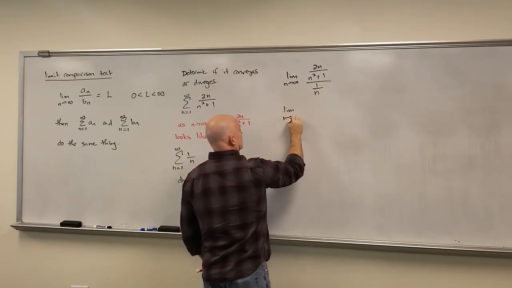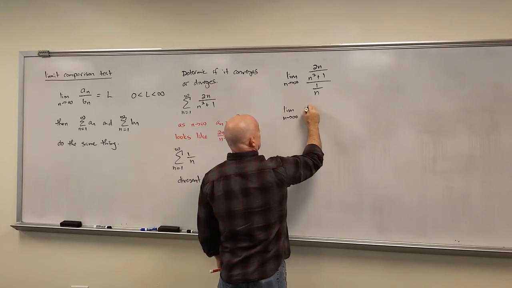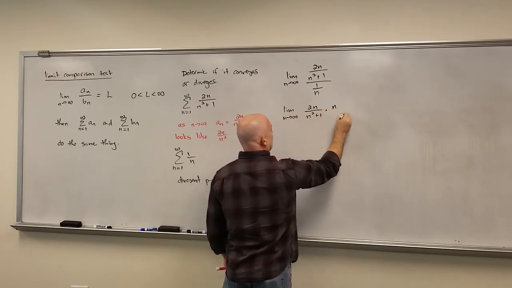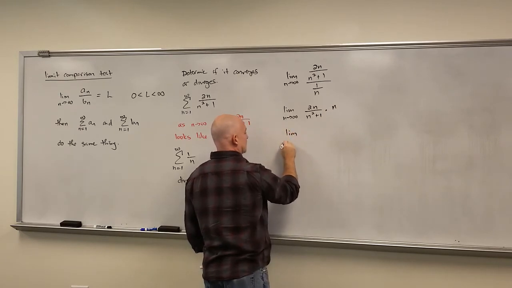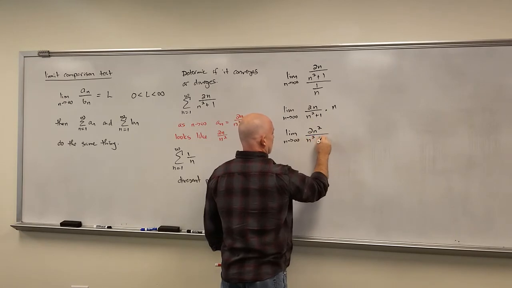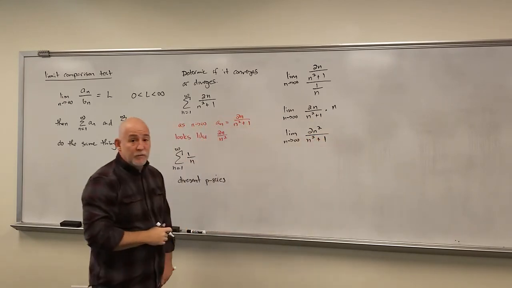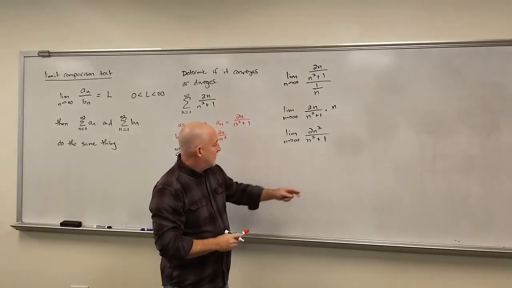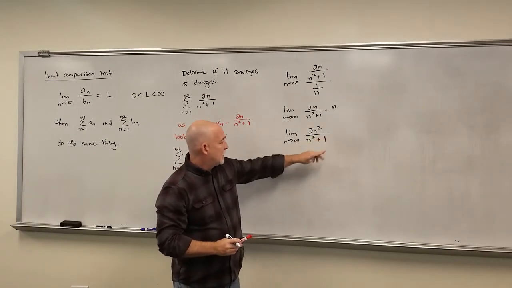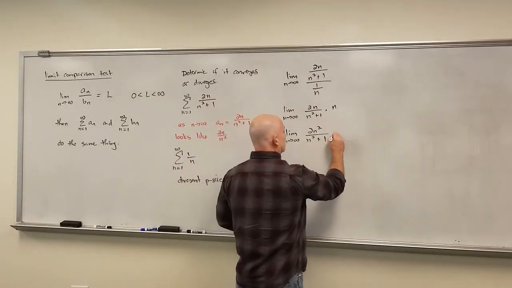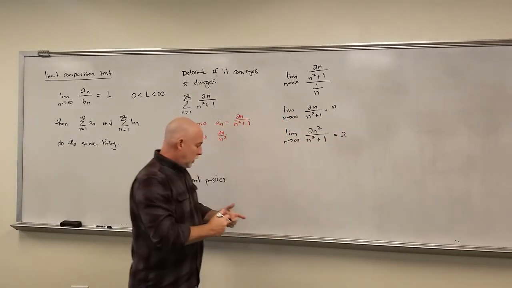Limit as n goes to infinity of 2n over n squared plus 1 times n over 1. So it's the limit as n goes to infinity of 2n squared over n squared plus 1. We're in the same situation we've been in a couple times now. We could go to L'Hopital's rule, but again, it kind of makes sense. You know, that plus 1 's not going to make any difference. So we'd end up with 2n squared over n squared, which is 2.